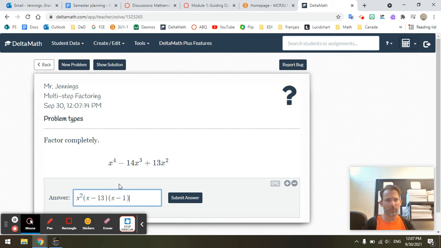How did you do that, Mr. Jennings? Well, first, notice the common factor is the variable. Bring that x squared out. And then see what I would have left and see that I'm looking for two numbers that multiply to positive 13 and add to negative 14. And that would be these two numbers, negative 13 and negative 1. The trick there is I know that they both must be negative because they add to something negative, and they're both the same sign because they multiply to something positive. So they're both negative. And then I'm just looking for two numbers that multiply to 13. There's only two. There's 1 and 13. So it's not that hard.